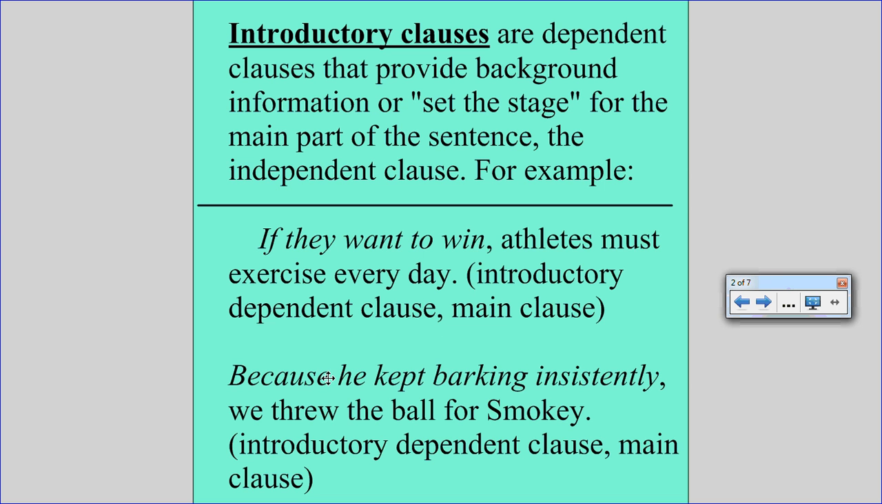Okay, in the second sentence, "Because he kept barking insistently, we threw the ball for Smokey." Same thing, this is an introductory dependent clause followed by a main clause. Okay, "because he kept barking insistently," comma to tell us that it's an introductory clause, is not necessarily needed. "We threw the ball for Smokey" is its own sentence. That could stand on its own. Okay, but if we're writing this sentence, we want our readers to understand exactly what we're thinking, so we are going to add the introductory clause to set the stage or set the context, "because he kept barking insistently."